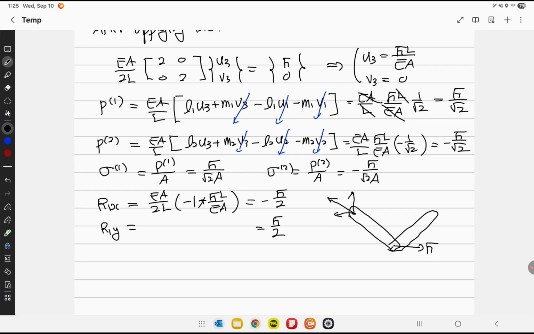Any questions? Yes. Oh, is that R1x right there? R1x. Oh, got it. R1y. Sorry about my handwriting.